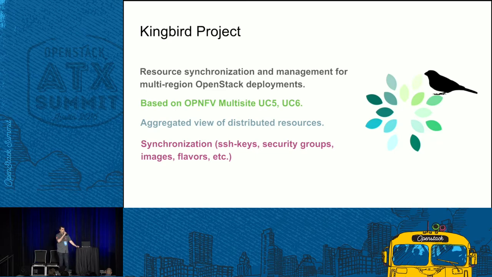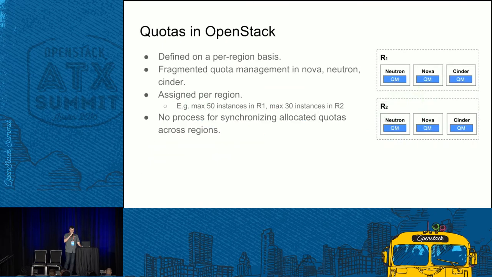Second is resource synchronization, such as security groups, images, and flavors, to address the use cases when users want to boot a VM in region 2, let's say, with an image from region 1. So how do I address that seamlessly? And last but not least is centralized quota management. That part we already have implemented in Kingbird in our first release, and I will expand on this topic.